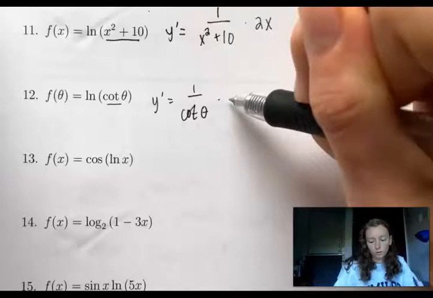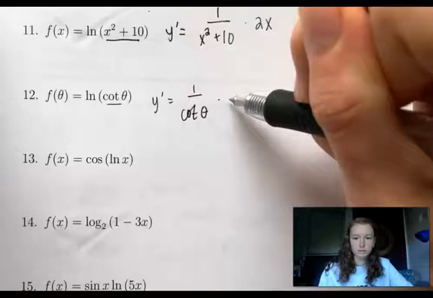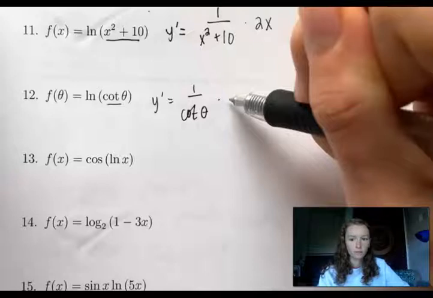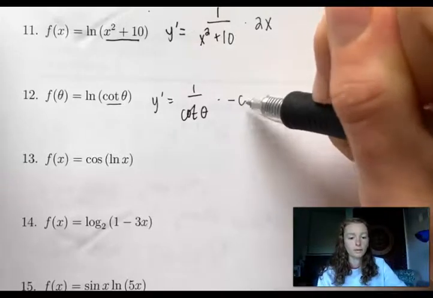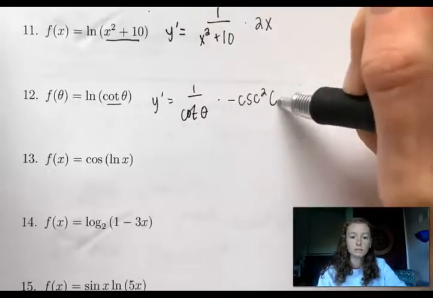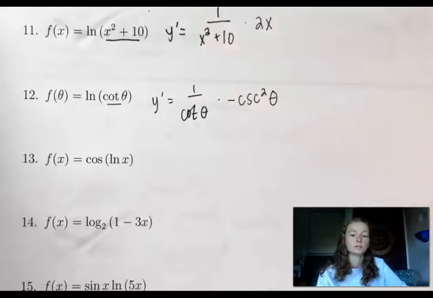Okay, and then for 12, this is basically the same. Remember, the derivative is 1 over x, so your x here is cotan, and then you multiply by the derivative of the x. So the derivative of cotan is negative CSC squared theta.